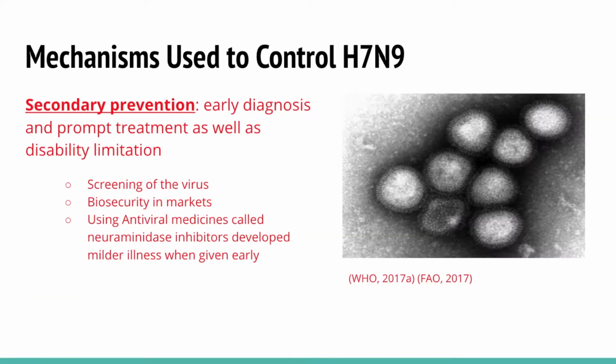The third mechanism is secondary prevention. This involves early diagnosis and prompt treatment, as well as disability limitation. Examples of this would be screening of the virus.